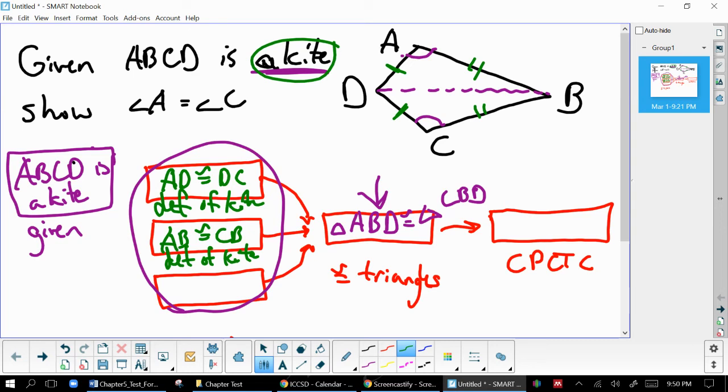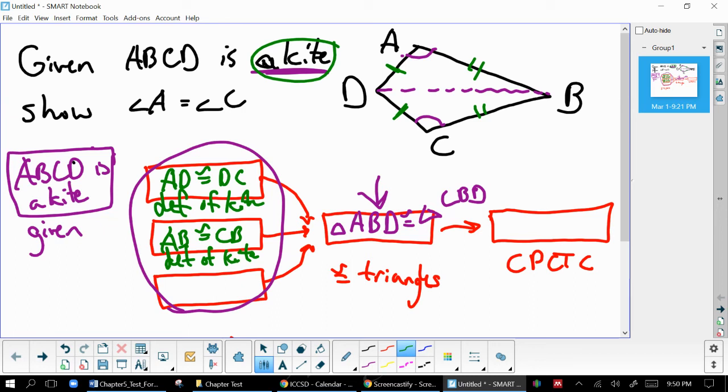So again, 3 things here. Know the shape or the structure of your proofs. Start in the middle and find your triangles first, and then make sure you are using the type of shape this thing is. In this case, it's a kite, and using the properties of that shape to help you out. Now, just a couple of other things.